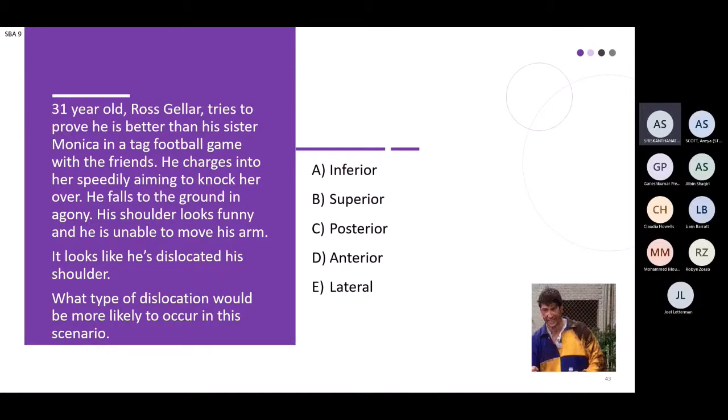Okay, next question. So you've got 31-year-old Ross Geller who tries to prove he is better than his sister Monica in a tag football game with his friends. He charges into her, aiming to knock her over. He falls to the ground in agony. His shoulder looks funny, and he is unable to move his arm. It looks like he's dislocated his shoulder. What type of dislocation would be more likely to occur in this scenario? I'll open up the polls.